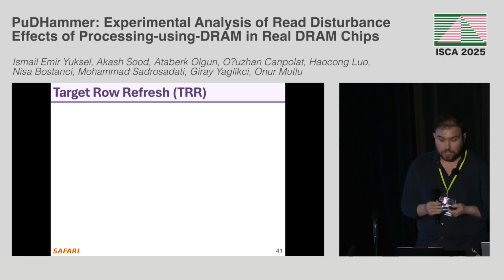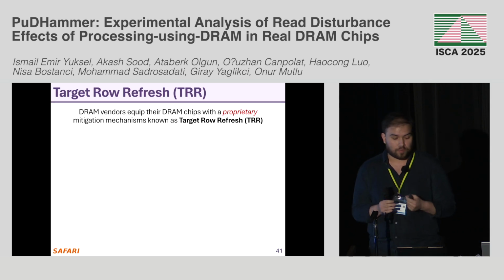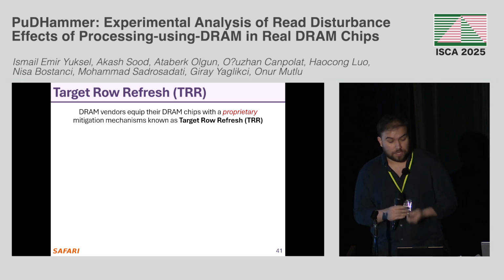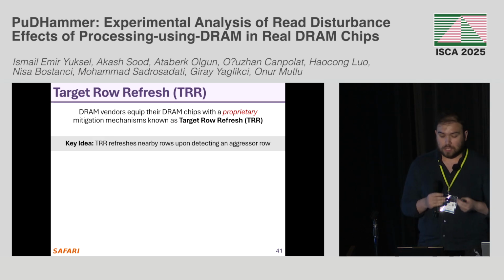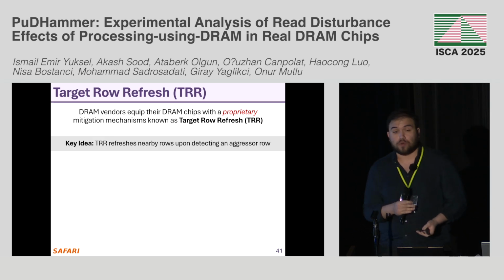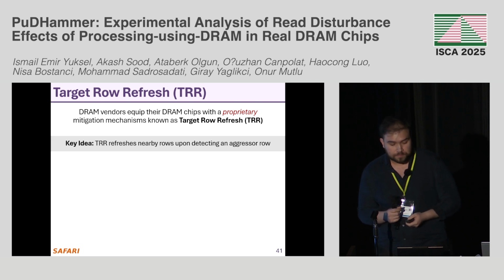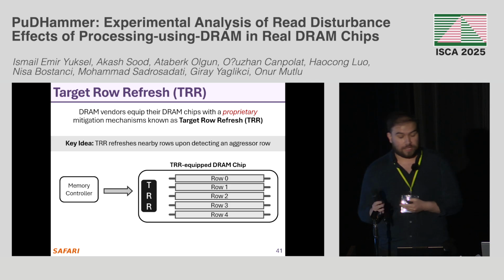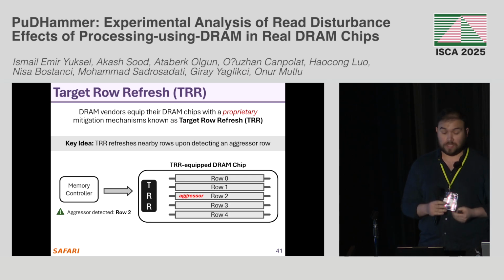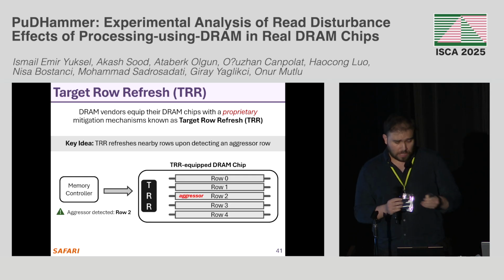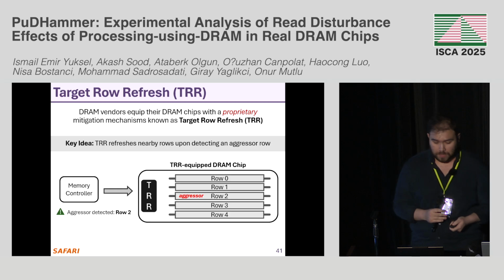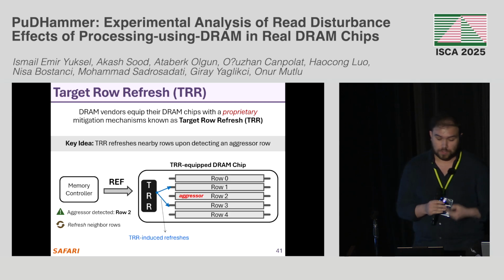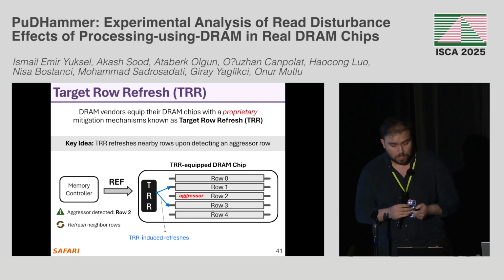First one is target row refresh, which DRAM vendors equip their DRAM chips with as a proprietary mitigation mechanism known as target row refresh in DDR4. The key idea is TRR refreshes nearby rows upon detecting an aggressor row. Here we have a pictorial example of the system. We have a memory controller and a TRR-equipped DRAM chip, and assume that TRR detects row 2 as an aggressor. Upon a TRR-induced refresh, it will refresh neighboring rows, which are row 1 and row 3 in this example.